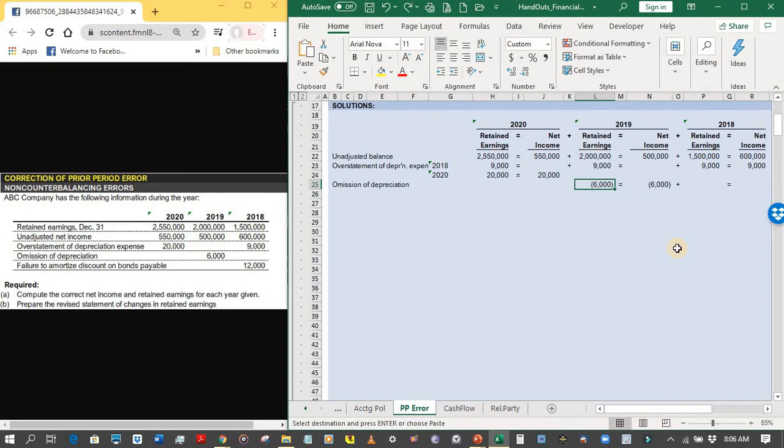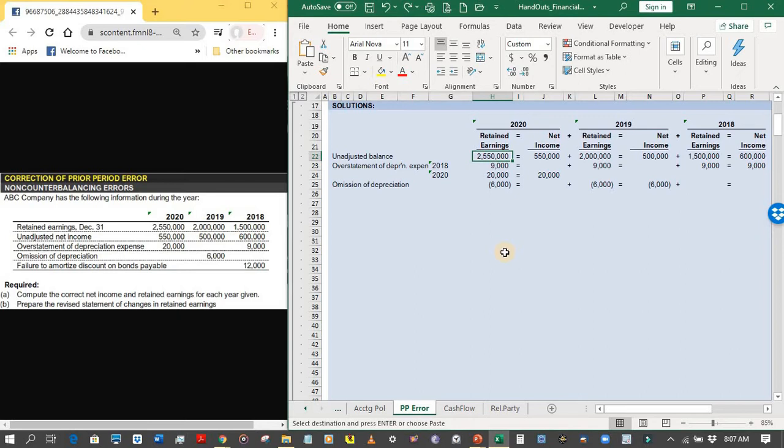And since this is a non-counterbalancing error, it will have no effect on the net income in 2020, but it has an effect on the retained earnings in 2020. That is why, in order to correct the overstatement of 2.55 million by 6,000, we need to again deduct the 6,000 pesos. So why do we need to deduct the 6,000 pesos from the 2.55 million retained earnings? Because the 500,000 is part of the 2.55 million retained earnings at the end of 2020.